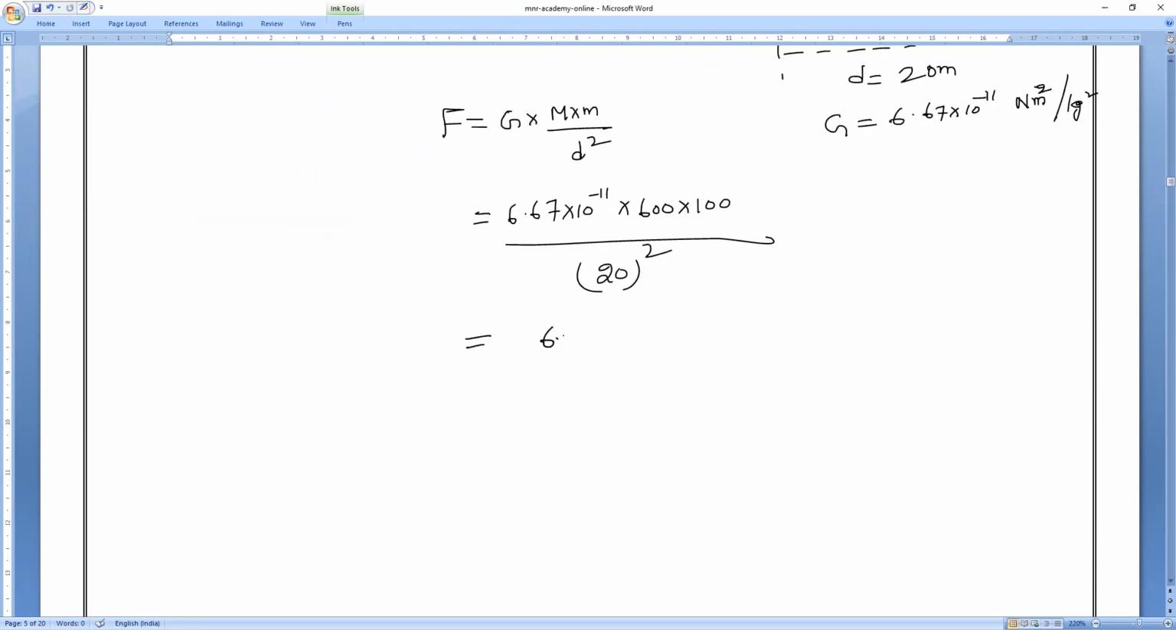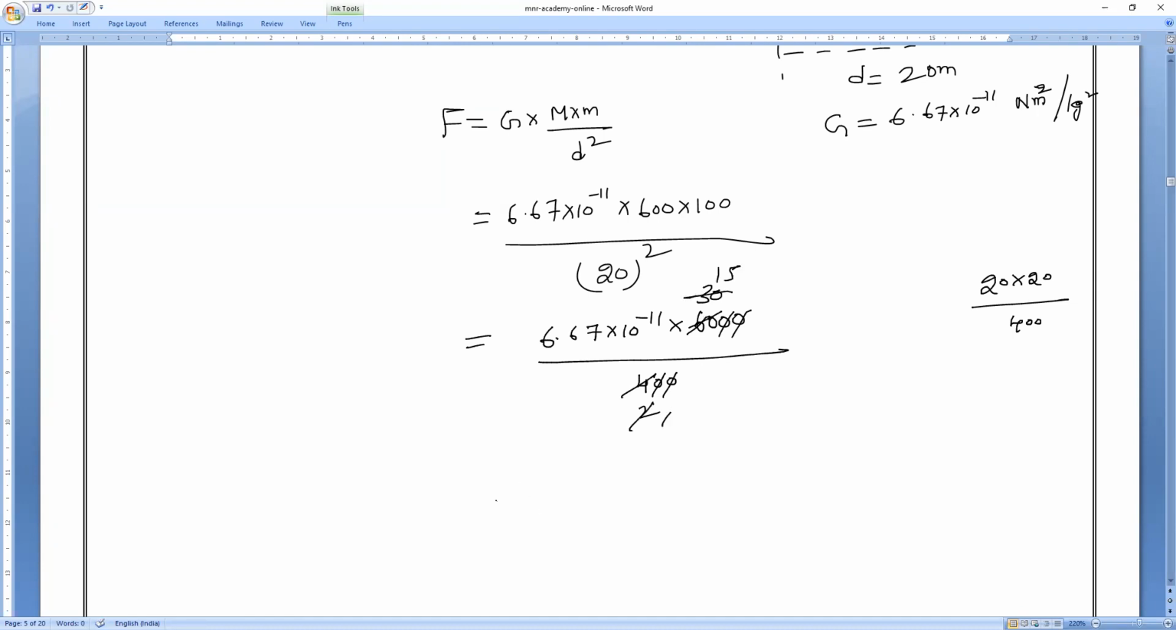So which equals 6.67 into 10 power minus 11 into 600 into 100, divided by 20 square. 20 square means 20 into 20, which equals 400. So now the zeros cancel, two zeros cancel. Next, 2 2s are 4, 2 60s are 120, means 30. Next, 2 1s are 2, 2 15s are 30. Is it okay, everybody? Clear?